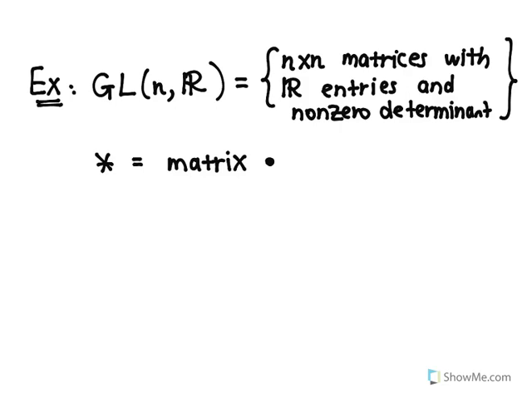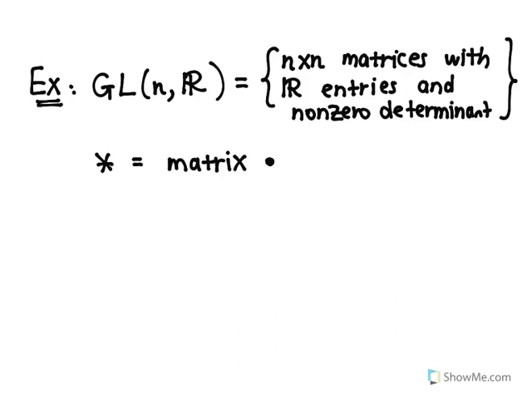One last example, which I alluded to a little bit in the worksheet for Monday, is something that's called GL_n(R). The GL stands for the general linear group. And what this means, by definition, is it's the set of all n by n matrices with real numbers as their entries, whose determinant is non-zero. This forms a group under the operation of matrix multiplication.